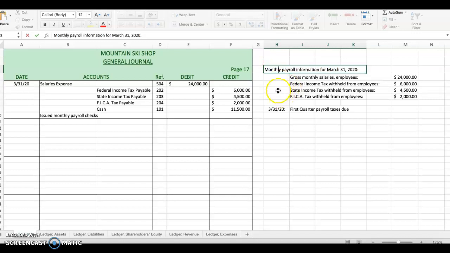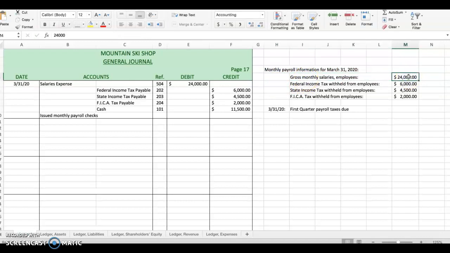So the monthly payroll for the Mountain Ski Shop is the same as it was back in January. The gross monthly salaries is $24,000, so we'll keep it simple. We'll use the same amounts that we had in our previous video. So we have some tax liabilities now. Federal income tax, $6,000, state income tax, $4,500, and FICA tax, which is, as you know, a combination of Social Security and Medicare, of $2,000. These are all withheld from the $24,000. These are things by law that we have to hold out of the employees' paychecks.